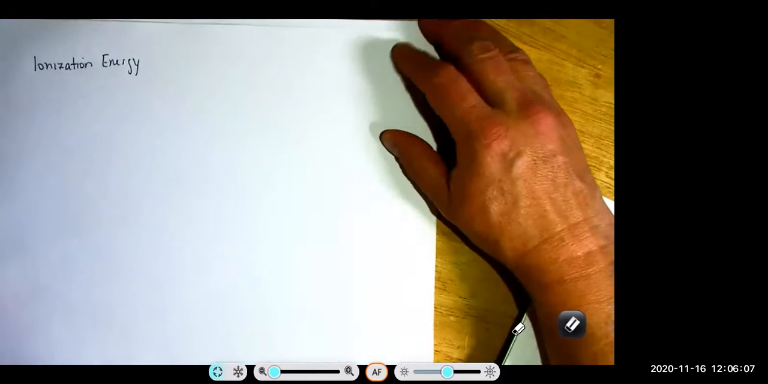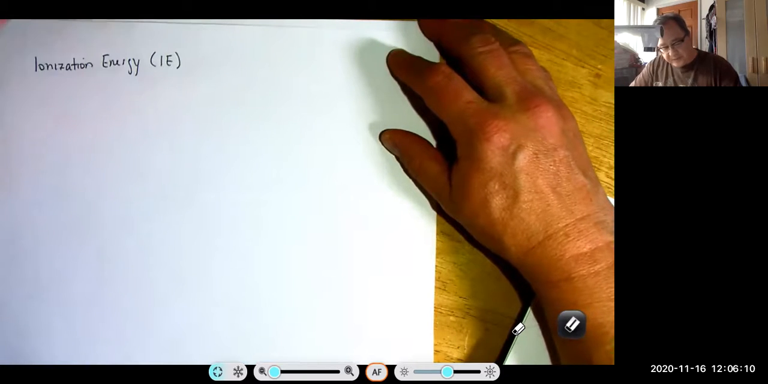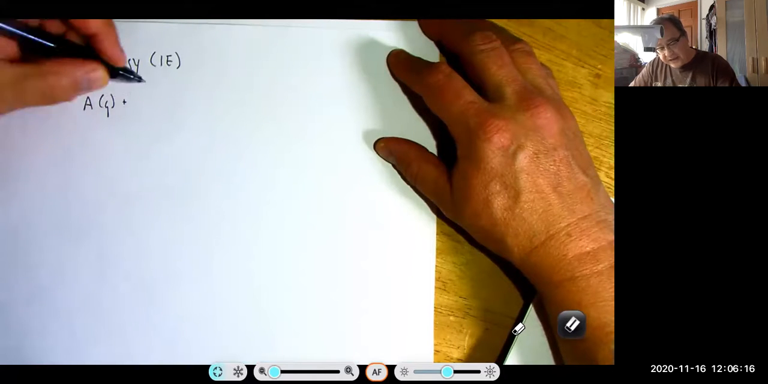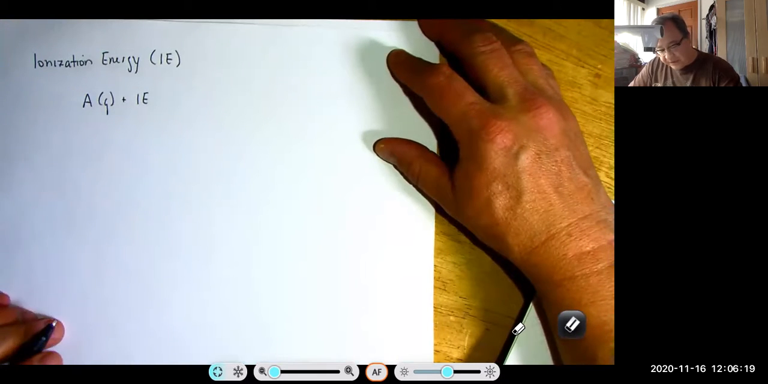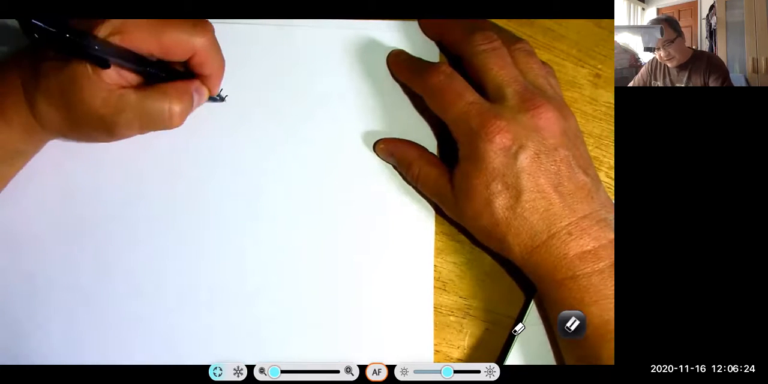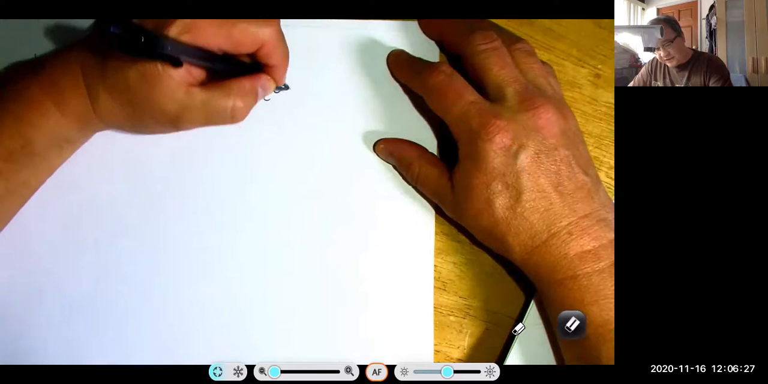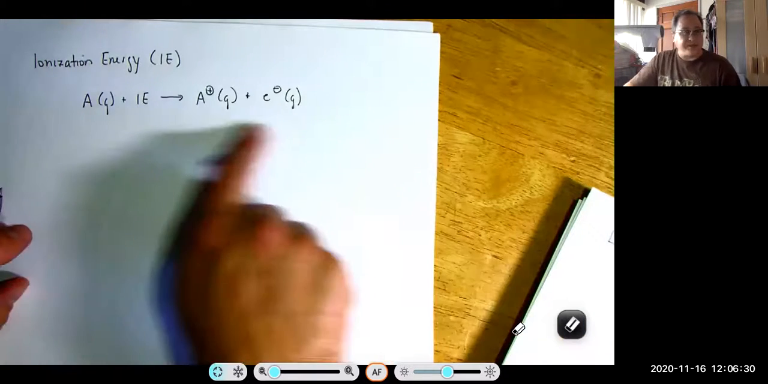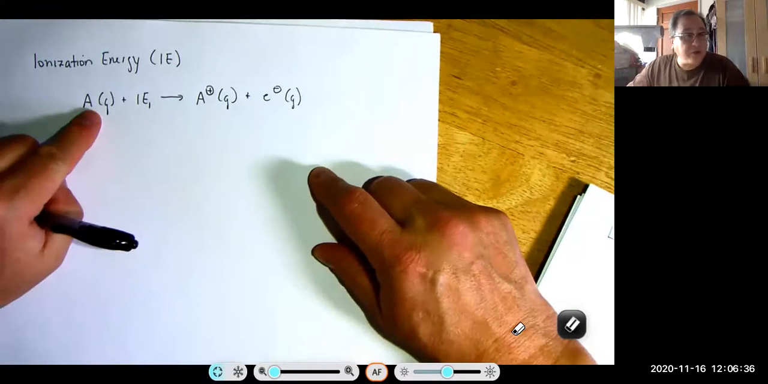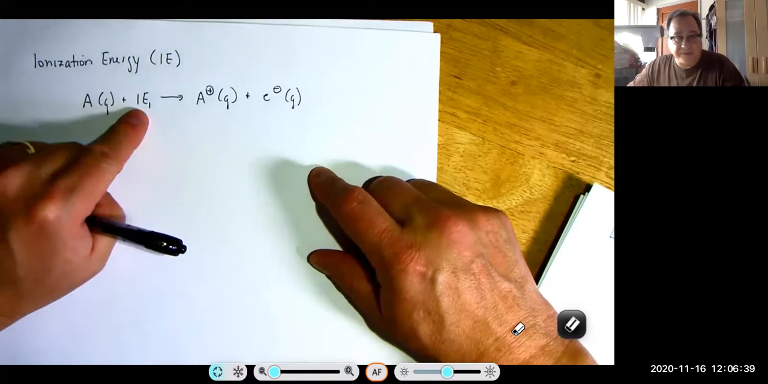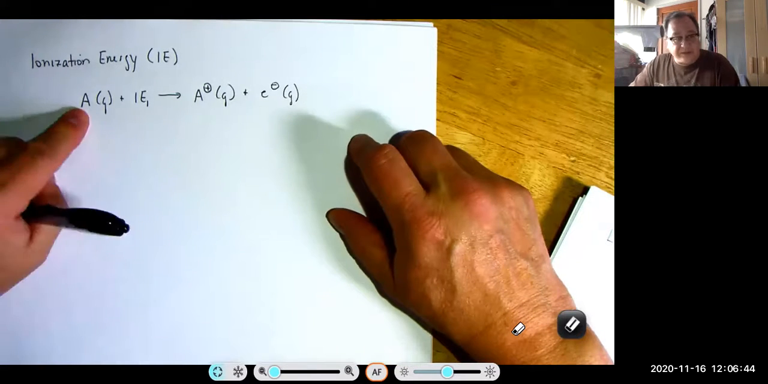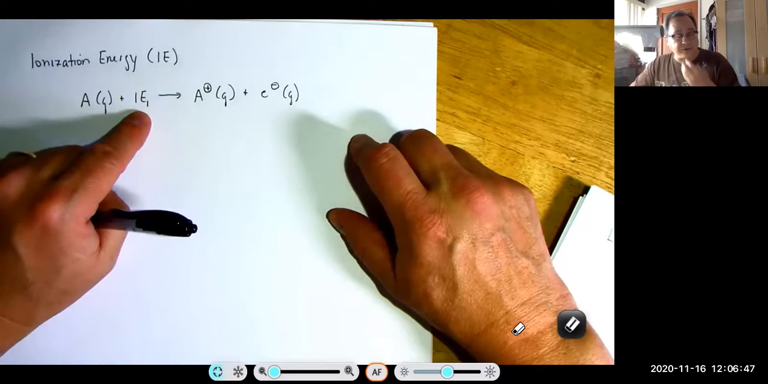Okay, great. So ionization energy is often abbreviated IE. Basically, it's when you take an atom in the gas phase and add the ionization energy, and you turn it into an ion, also in the gas phase, plus an electron, which is in the gas phase. This is called ionization energy. I'm going to call this ionization energy 1 because if you have an atom with 2 electrons, you'll have 2 of these, the first and the second. If you have 3 electrons, you'll have 3 of these, the first, the second, and the third, and so forth.